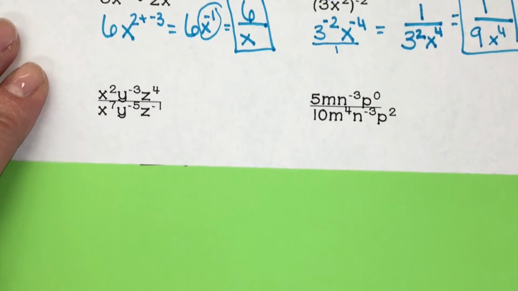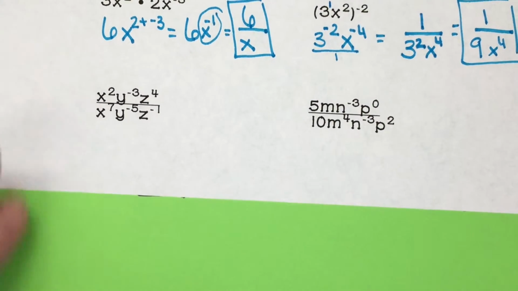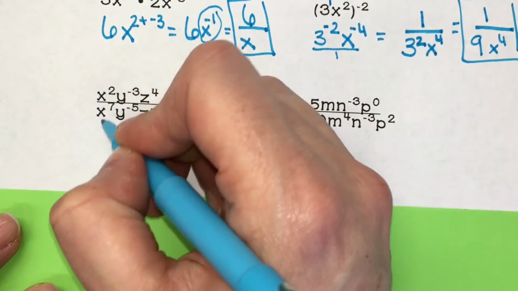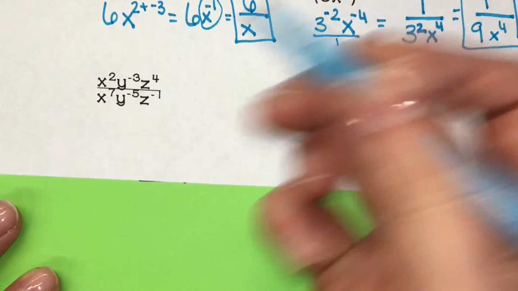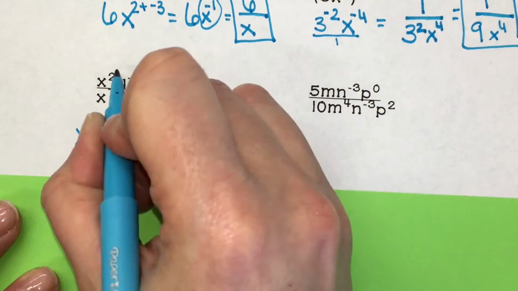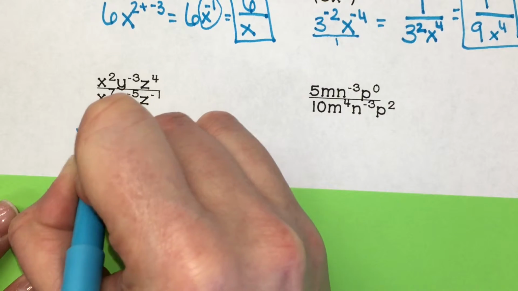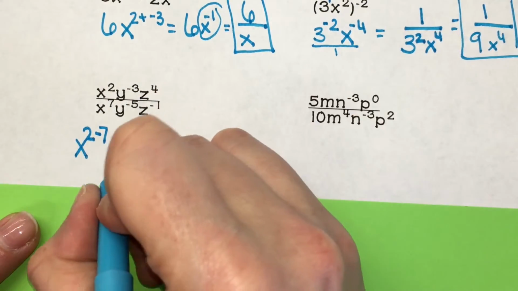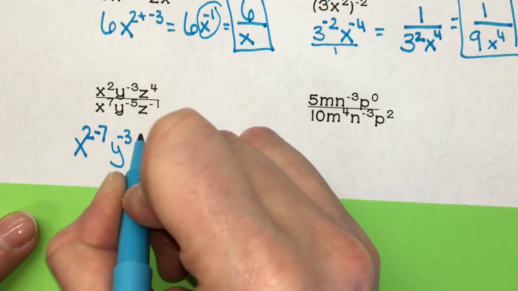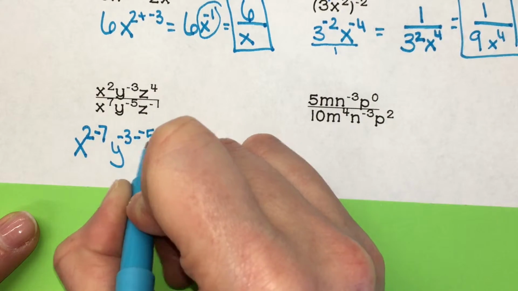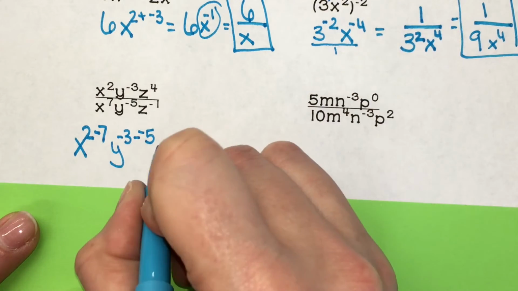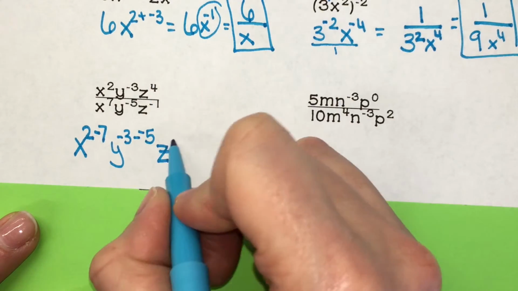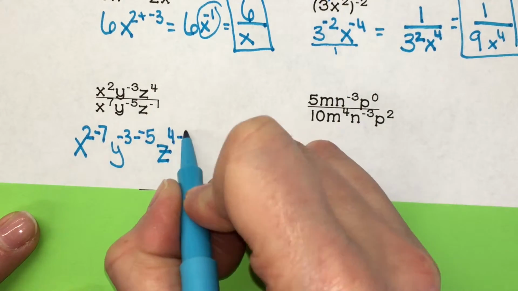All right, so let's try a couple where division's involved. Remember, when you're dividing bases that are the same, you're going to subtract the exponents. So this will be x to the power of 2 minus 7. I'm just going to write it out, and then I'll deal with it in a minute. Y to the power of negative 3 minus negative 5. It's always top minus the bottom. Z to the power of 4 minus negative 1.